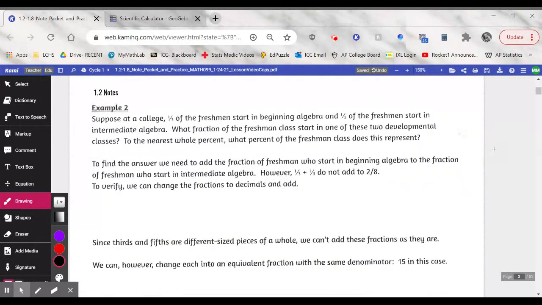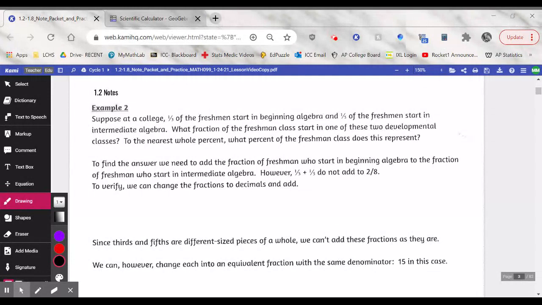All right, so example 2 says, suppose at a college 1/3 of the freshmen start in beginning algebra and 1/5 of the freshmen start in intermediate algebra. What fraction of the freshman class starts in one of these two developmental classes? And then it says, to the nearest whole percent, what percent of the freshman class does this represent?